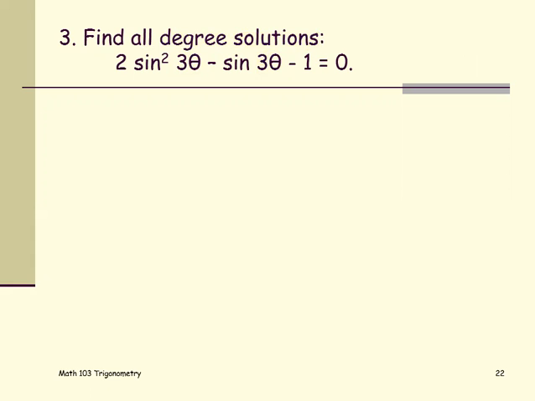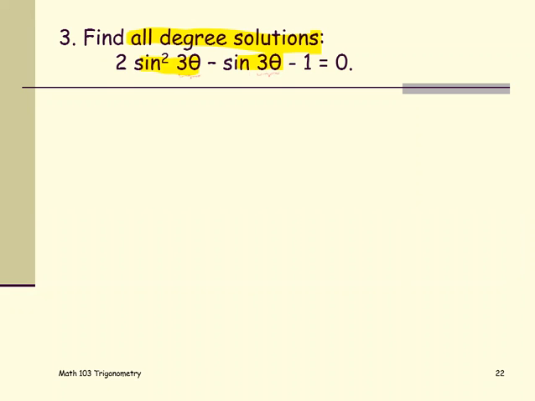In this example, we are going to find all degree solutions of the equation 2 times sine squared of 3 theta minus sine of 3 theta minus 1 equals 0. We notice the multiple angle involved in the equation, and the equation has the trig function as a sine function.